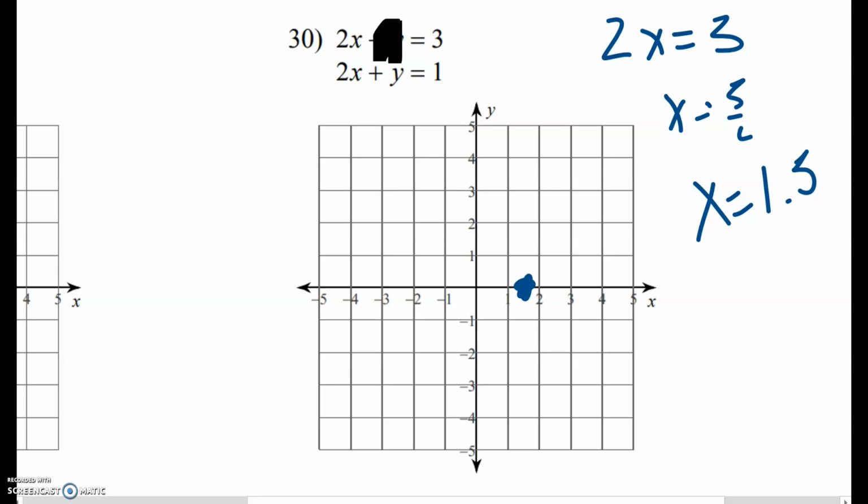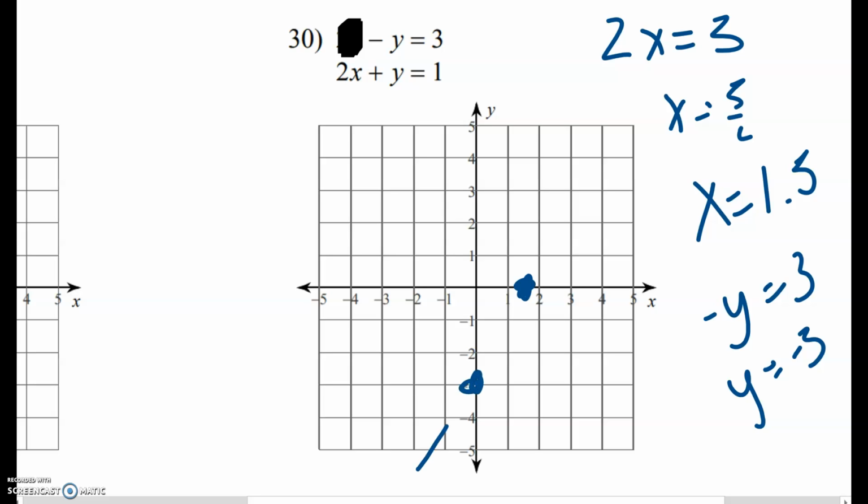Now I'm going to do the same thing. I'm going to cover up the x. And I get negative y equals 3. Well, if negative y equals 3, then that means y equals negative 3. So I'm going to go to where that is. And now I'm just going to connect those for my line.